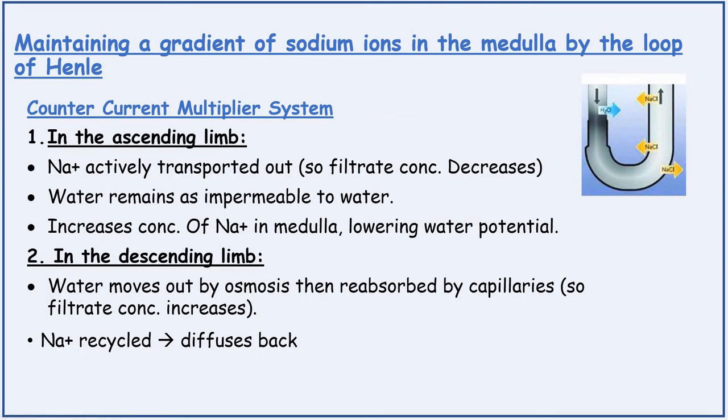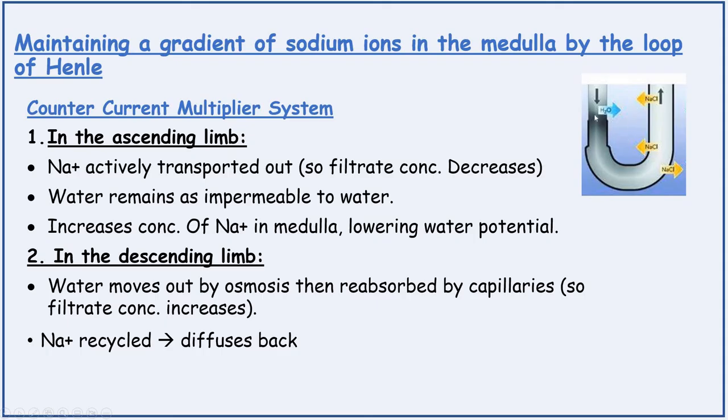Maintaining a gradient of sodium ions in the medulla by the loop of Henle is done by the countercurrent multiplier system. In the ascending limb, sodium is actively transported out, so the filtrate concentration decreases. But water remains because in the ascending limb the walls are impermeable to water. This increases the concentration of sodium in the medulla, which lowers the water potential of the medulla.